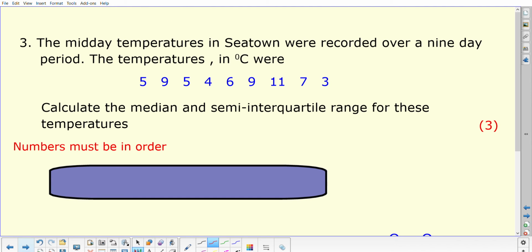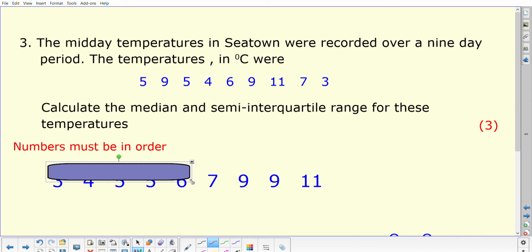Right, question 3, a bit of statistics here. So you've got a list of temperatures and you're asked to calculate the median and the semi-interquartile range for these temperatures. Now the first thing that you have to do with this type of question is make sure that you have the numbers listed in order.